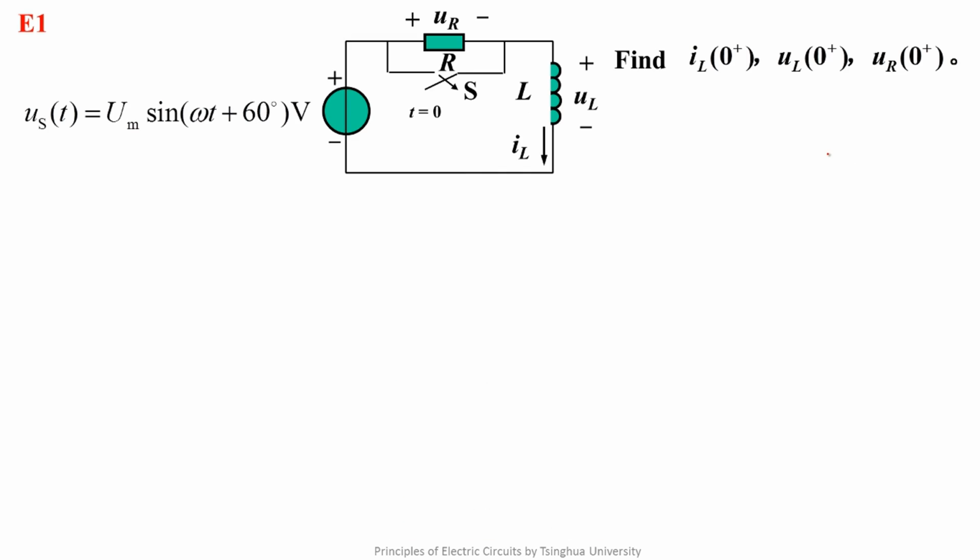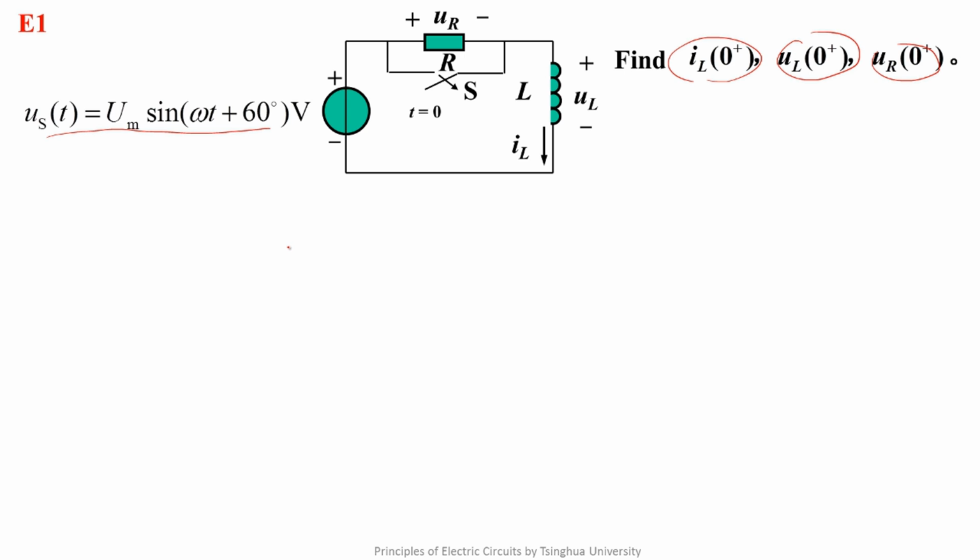Firstly, let's have a look at the initial value problem for dynamic circuits with sinusoidal excitations. Please see, at first, the switch is closed. The sinusoidal excitation powers the inductor. The switch is open at t equals 0, which changes the topology into that the sinusoidal excitation powers the resistor and the inductor. We need to find IL, UR equals UL, and UR at t equals 0.